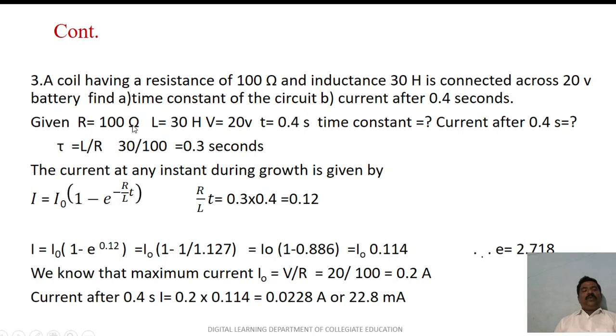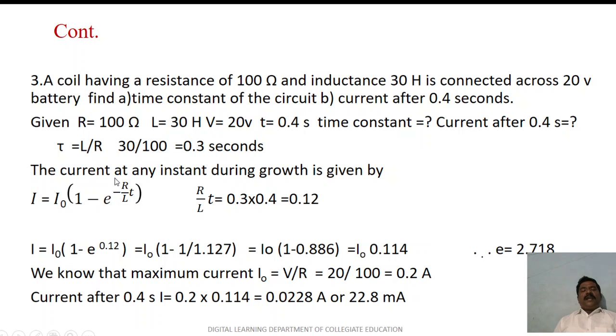So R is equal to the given 100 ohms, L is equal to 30 Henry, V is equal to 20 volts and t is equal to 0.4 seconds. So first you want to calculate the time constant, and second one is the current after 0.4 seconds. From the definition, or from your derived expression for the time constant, tau is equal to L divided by R in RL circuits. Substituting the L value 30 and R value 100, we will get 0.3 seconds, that is the tau.